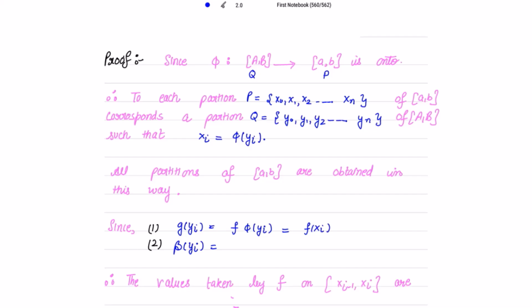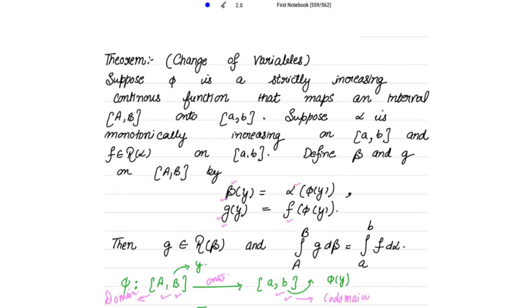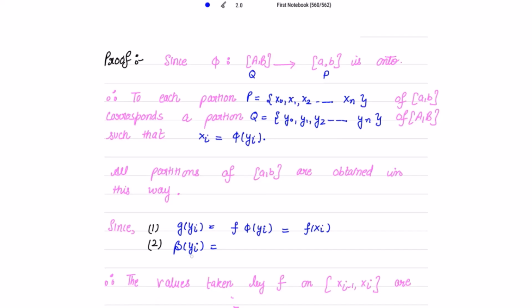Right? Okay. Now the other definition. What is beta y given to us? Alpha of phi y. Let's use this definition. Beta of yi should be equal to alpha of phi yi, which is equal to alpha of xi, instead of phi yi it is xi. Simple, right? For all i less than or equal to n and greater than or equal to 1. Here also, for all i less than or equal to n and greater than or equal to 1.